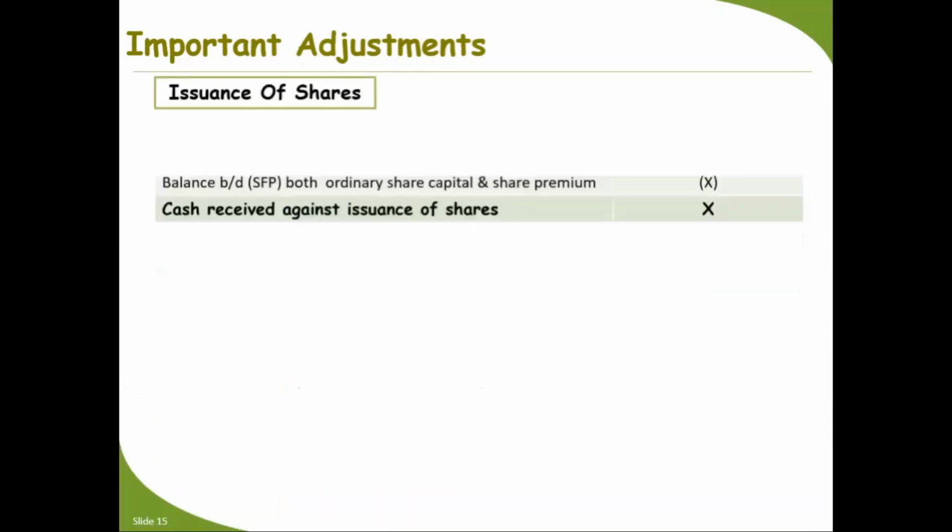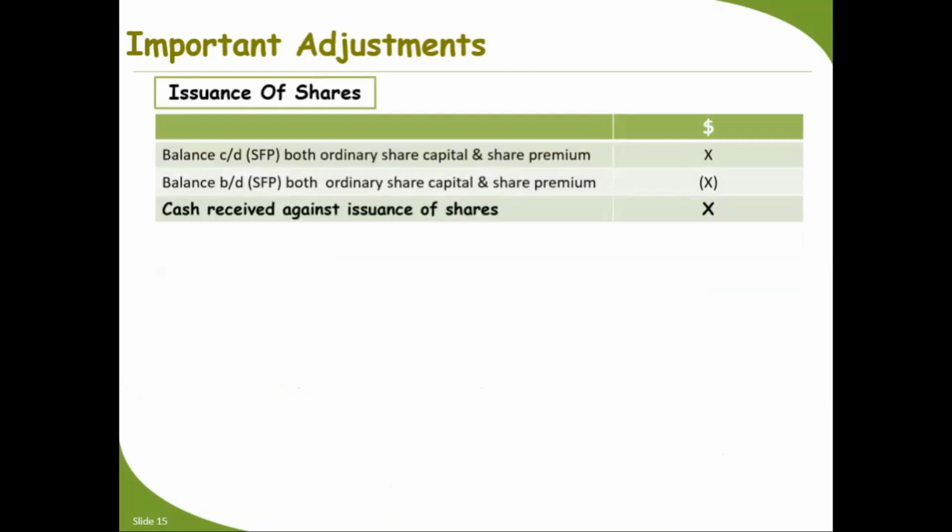Then we have issuance of shares. Number one, the balance brought down for both. Again, we will add both ordinary share capital and share premium, and then the closing balance, again ordinary share capital and share premium, we will subtract, and the remaining is cash received against issuance of shares.